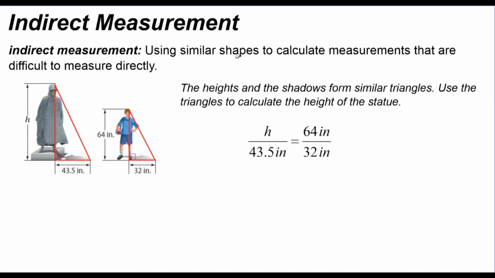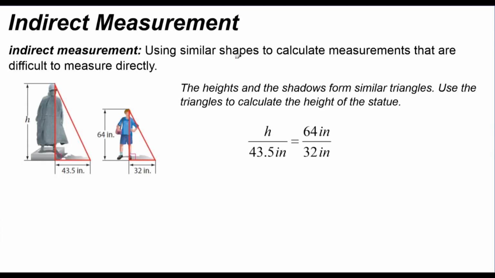We're going to wrap up chapter 5 here with what's called indirect measurement. Indirect measurement uses similar shapes to calculate measurements that are difficult to measure directly. So when you measure something directly, that's like putting a ruler or a tape measure on it and actually measuring how long something is.